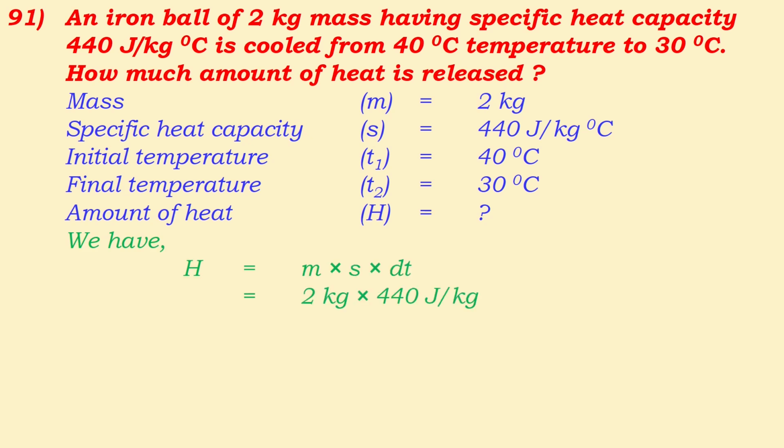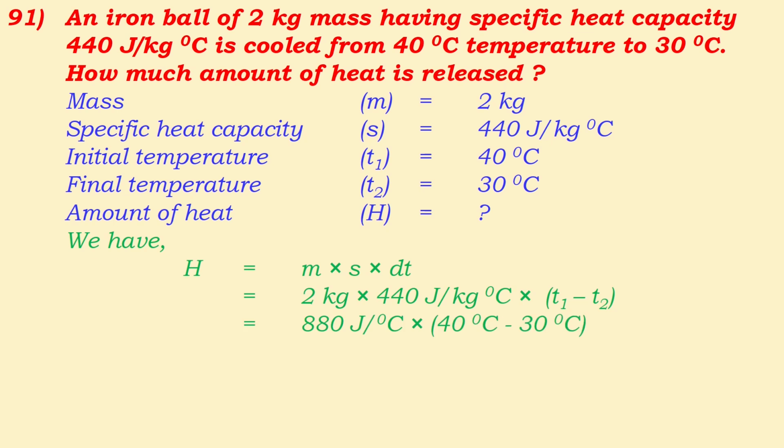We have H equal to M into S into dt. M is 2 kg, S is 440 joule per kg degree Celsius. Here instead of writing T2 minus T1, I am writing T1 minus T2 because the difference of temperature, as it cooled down, is 10 degrees Celsius, and this should never be negative. So this is the case where instead of writing T2 minus T1, I am writing T1 minus T2 because temperature fell down from 40 degrees Celsius to 30 degrees Celsius. Difference should be 10 degrees Celsius, and it comes only if T1 minus T2 is used.